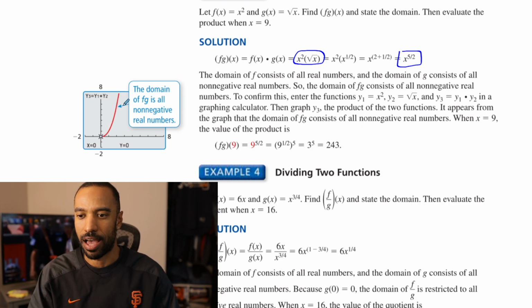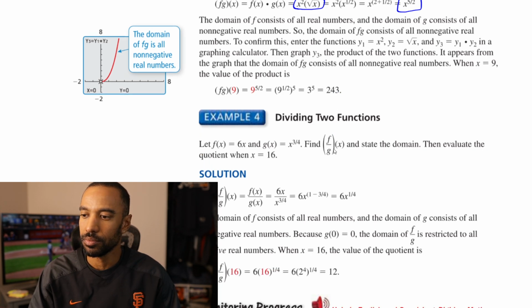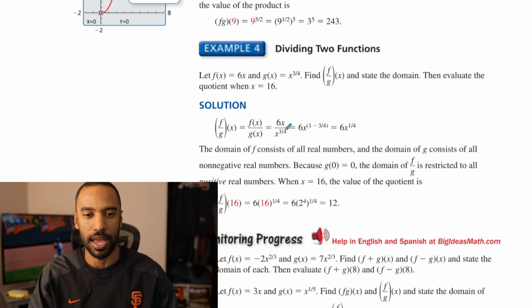And then if you graph that whole thing together, you're going to see the graph looks like this. It looks like it doesn't go negative. So graphs have their purpose. Substitute 9 in here, you get 243. And then dividing two functions. So it looks like here we have two monomials, 6x over x to the 3/4.